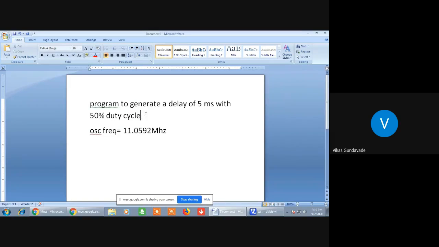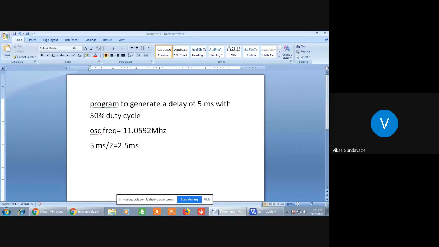in two ways. Either generate a delay of 2.5 milliseconds for on period and 2.5 milliseconds for off period, or just do one thing. Generate a delay of 5 milliseconds for on period and generate a delay of 5 milliseconds for off period. So here we will generate a delay of 2.5 milliseconds for on period and 2.5 milliseconds for off period. So let's assume the delay given is 5 milliseconds. That will get divided by 2. So the actual delay will be 2.5 milliseconds.